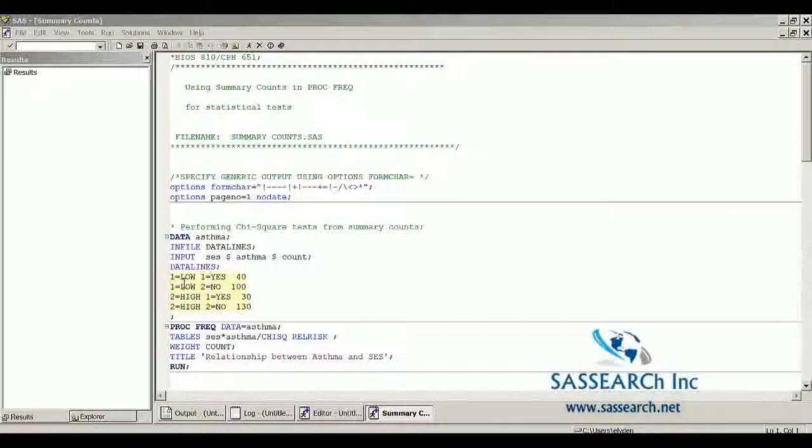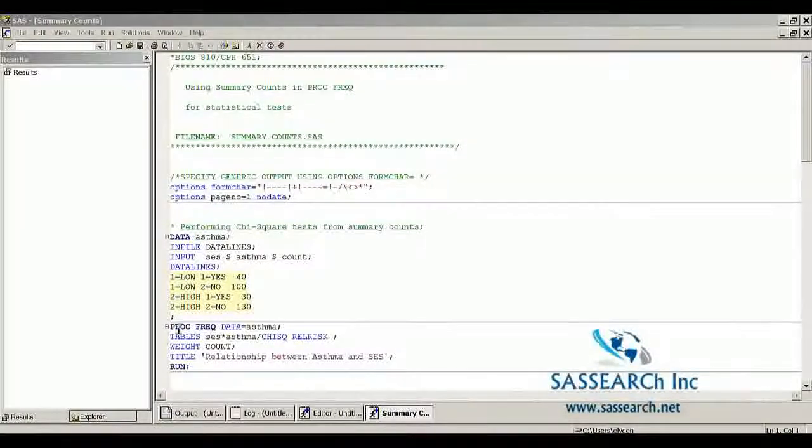So this first line of data that we're reading in, we can interpret as there being 40 subjects who were coded as having low socioeconomic status and having had asthma. In this second observation, we have 100 subjects who would have been coded as having low socioeconomic status and did not have asthma. 30 subjects who had high socioeconomic status and had asthma, and 130 subjects who had high socioeconomic status but did not have asthma.